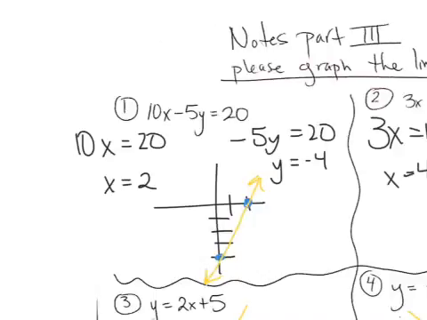So this line would have a positive slope. And if we were to actually count, we could say that the slope is positive 4 over 2.